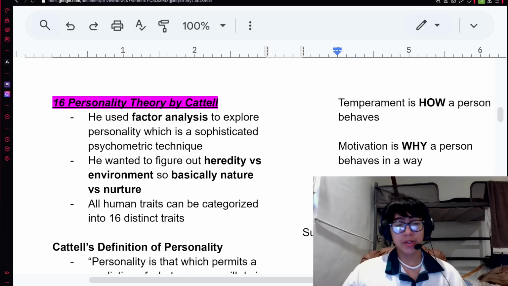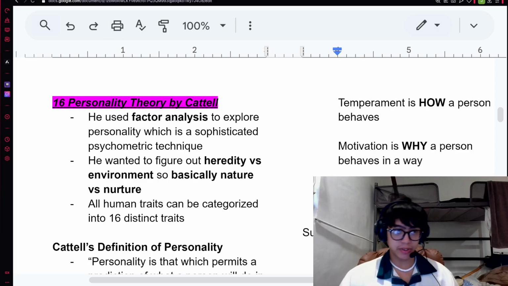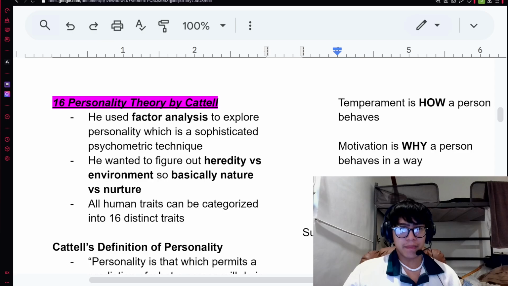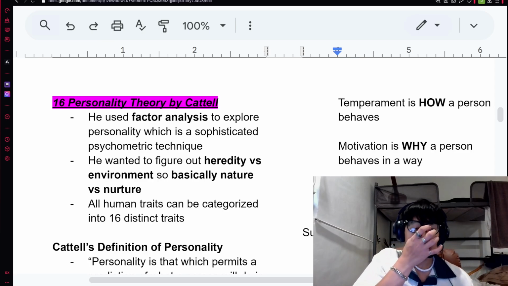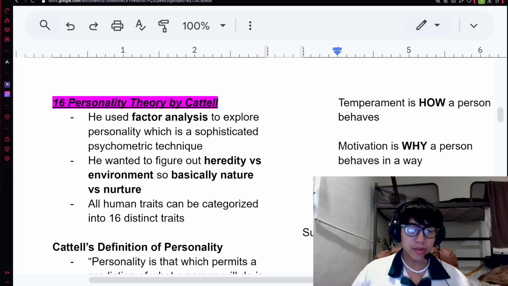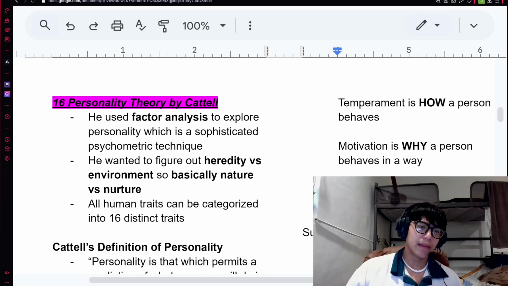Okay, so this is really short, and it's really easy to get, I would say. The 16 personality theory, or the 16PF, is a theory by Raymond Cattell, and he used something called factor analysis to explore personality, which is a sophisticated psychometric technique. From the word psychometric, this uses a lot of math. And so he wanted to figure out heredity versus environment, so basically nature versus nurture. And all human traits can be categorized into 16 distinct traits.